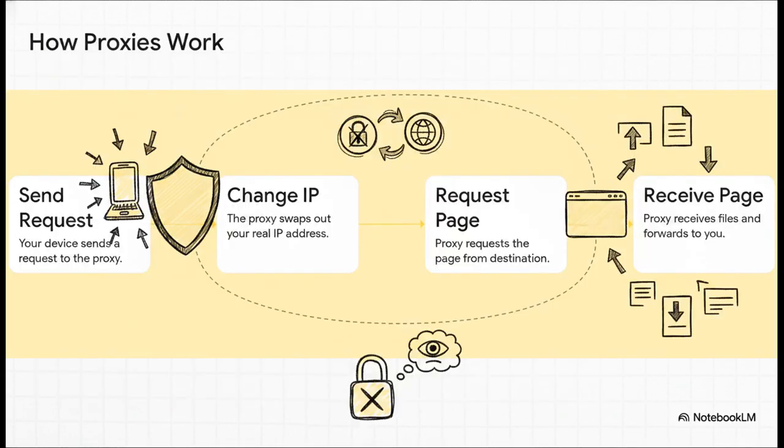Let's map out this data flow step by step. Step 1, you send a request to the proxy. Step 2, the proxy intercepts this and swaps out your real IP address for its own. Step 3, the proxy requests the actual web page from the destination site. And finally, step 4, the proxy sends the page back to you. The absolute key takeaway here is that the end website never directly interacts with your device. And your school firewall, it only ever sees you talking to the proxy, not the forbidden website.